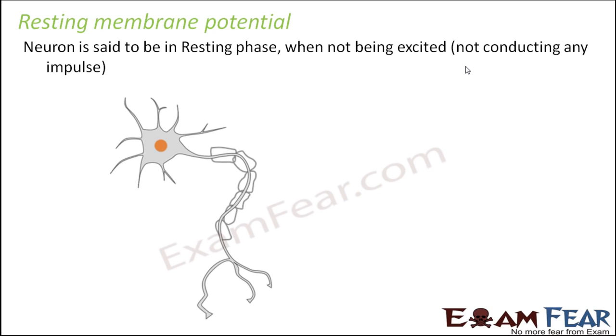So at that time the neuron was in resting phase. But the moment somebody touched you, the neurons got excited. So that means at that time they are in the excited state. Clear? So whenever the neuron is in resting phase, that means it is not conducting any impulse. At that time also there is a potential difference, and that is known as the resting membrane potential.